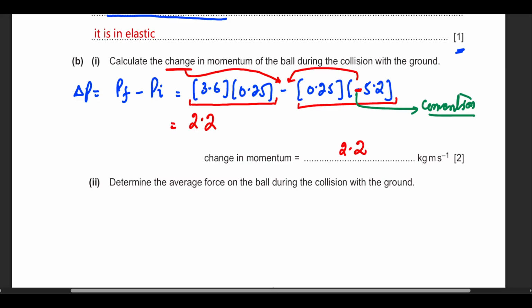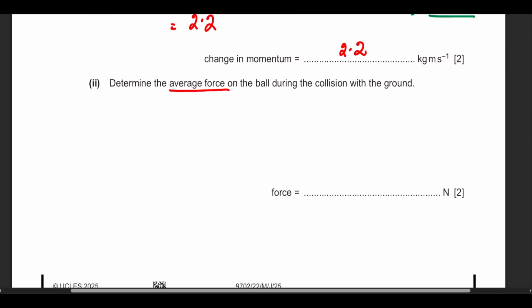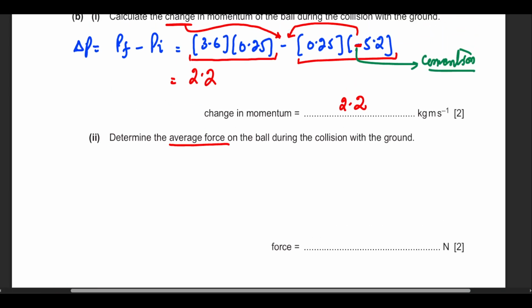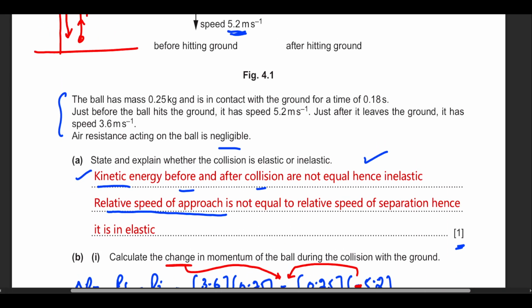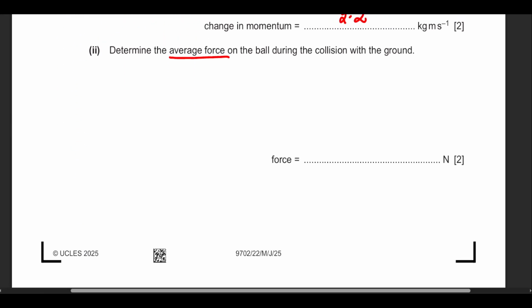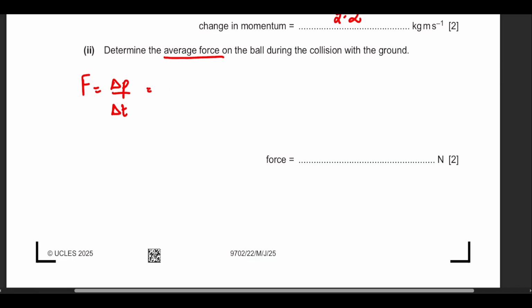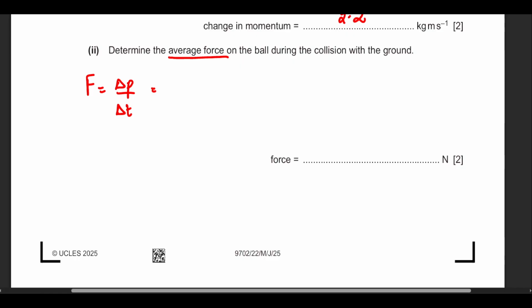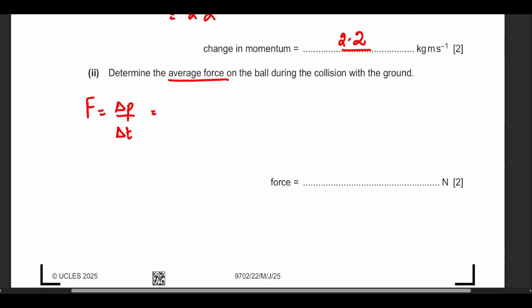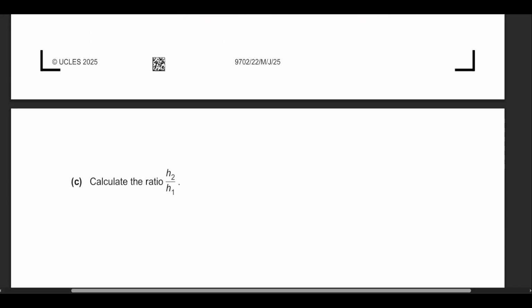So this is 2.2. Next: determine the average force during the collision with the ground. So for the force, we need some time. Is time given to us? Yes, the time is given to us. It was in contact for 0.18 seconds. So force is equal to rate of change of momentum, which is delta P divided by delta T. So this is 2.2 divided by 0.18. This comes out as 12.22 newtons, which will be 12 after two significant figures.